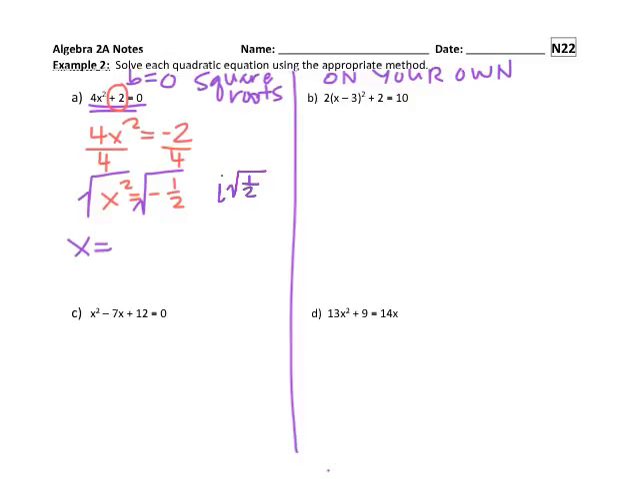Now we could turn that into a decimal. 1/2 could be turned into a decimal, but I think that this is going to be our best solution, is just to say i, that's the -1 part underneath that radical symbol, and the square root of 1/2.